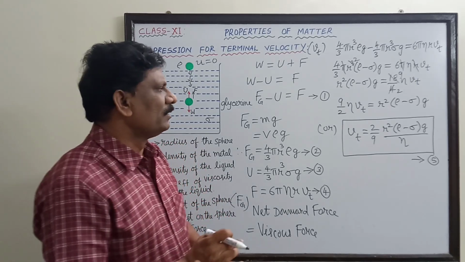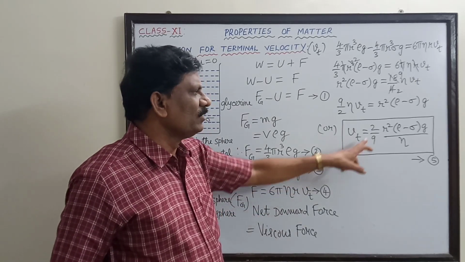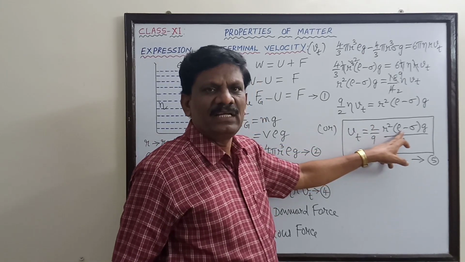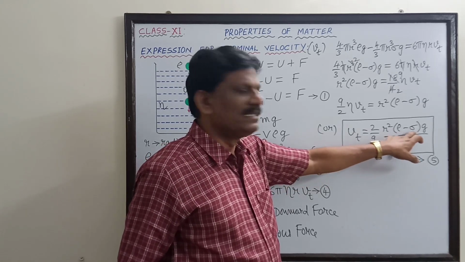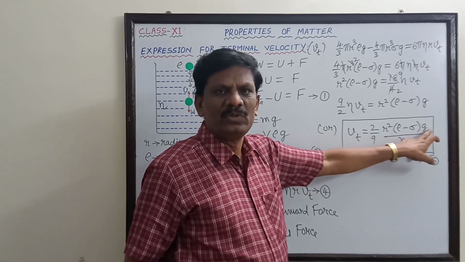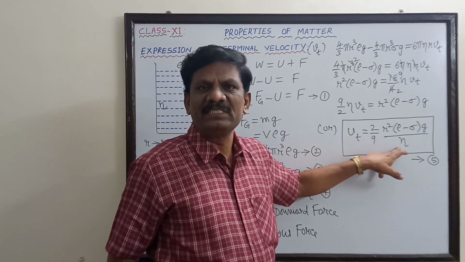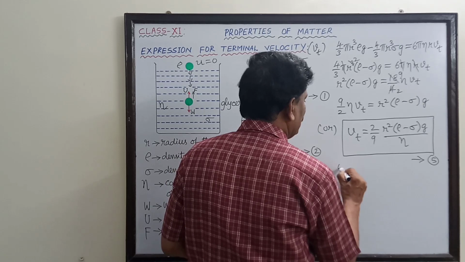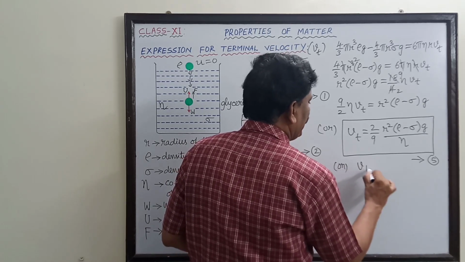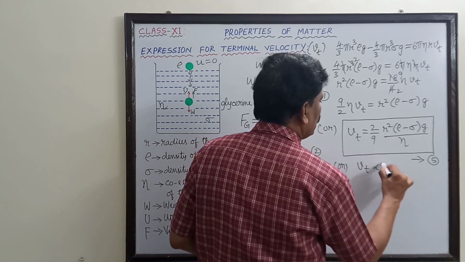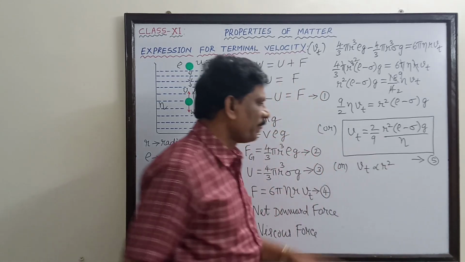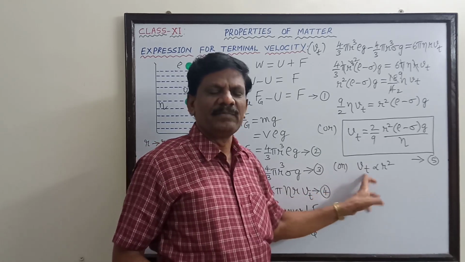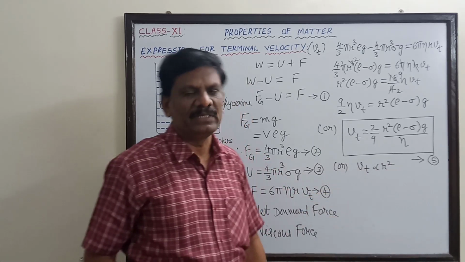Okay. So from this equation you see 2 by 9 is a constant. Rho is the density of the metal and sigma is the density of the liquid. g is acceleration due to gravity and eta is the coefficient of viscosity. All these are constants. Therefore, we can write terminal velocity Vt is proportional to r square. So this is the relationship connecting the terminal velocity and the radius of the sphere.